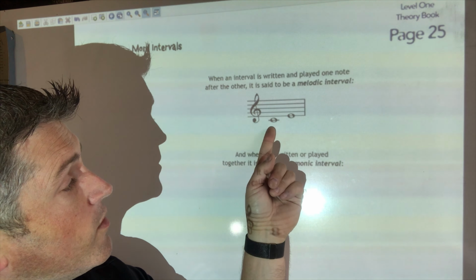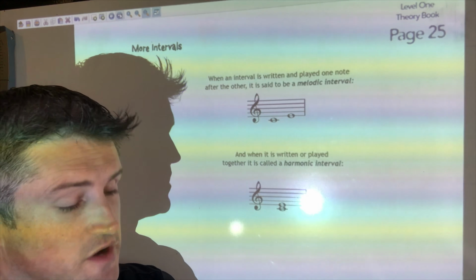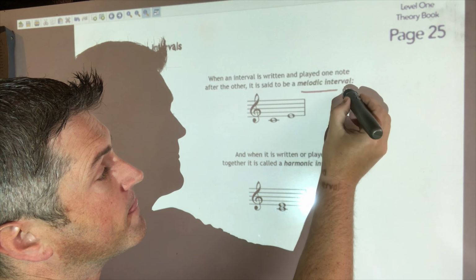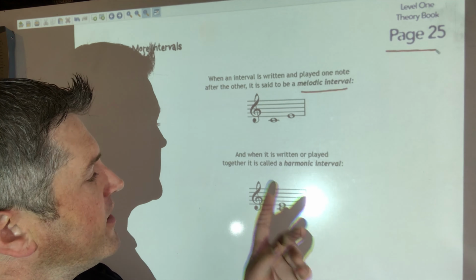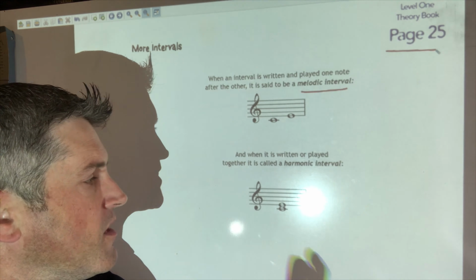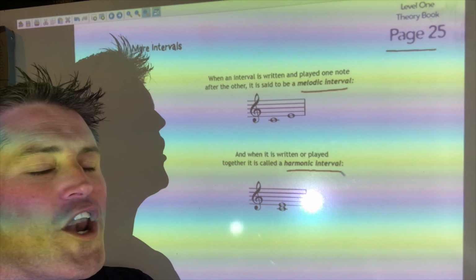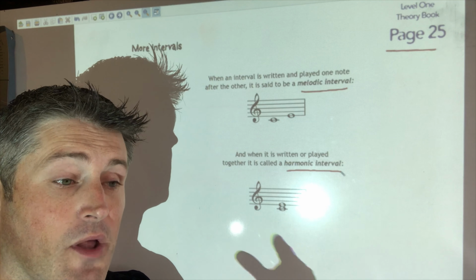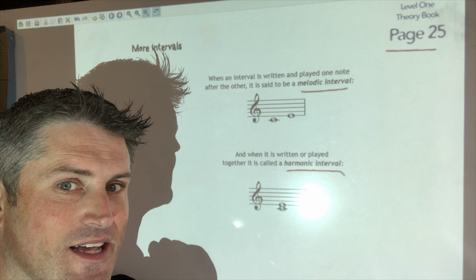So in this case here, where we've got a C note and an E note, that's what's known as a melodic interval. Notes for this here on page 25. Now, when we've got them happening at the same time, so they're happening above each other, that there is an example of a harmony or a harmonic interval. Okay, so melodic meaning one after another, harmonic meaning they're happening at the exact same time.